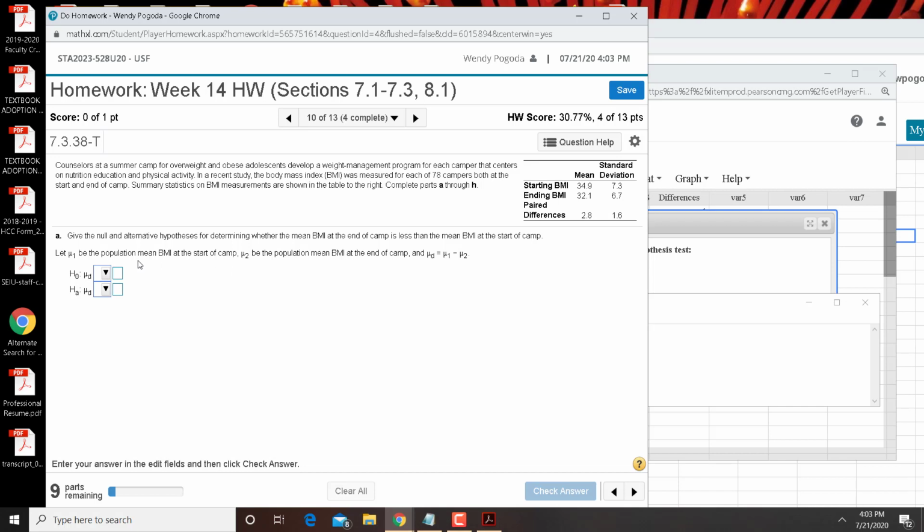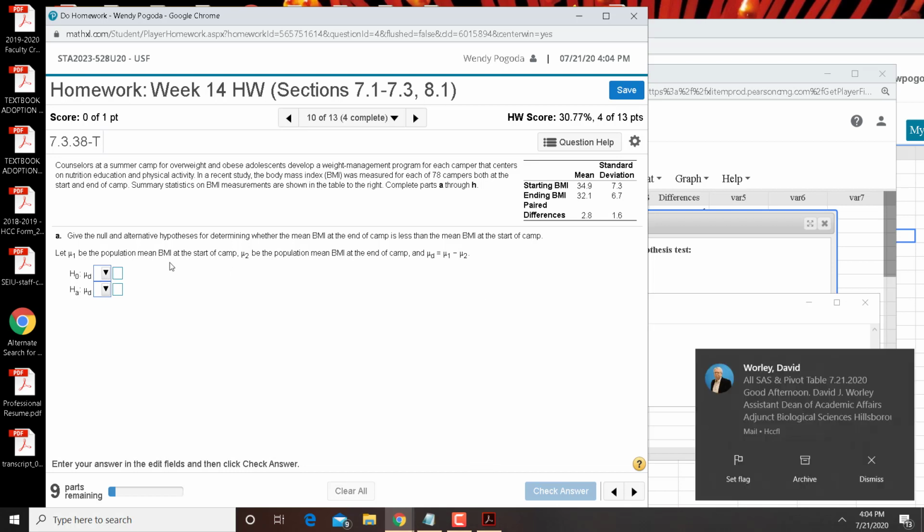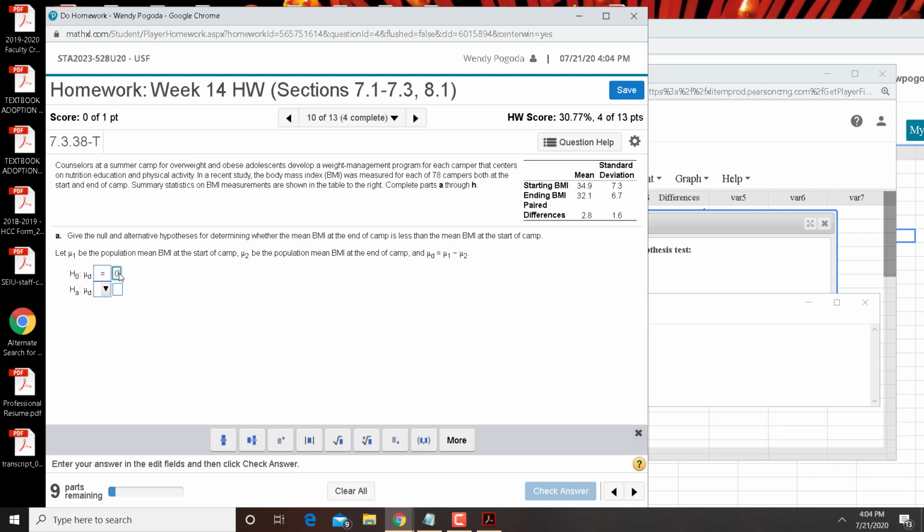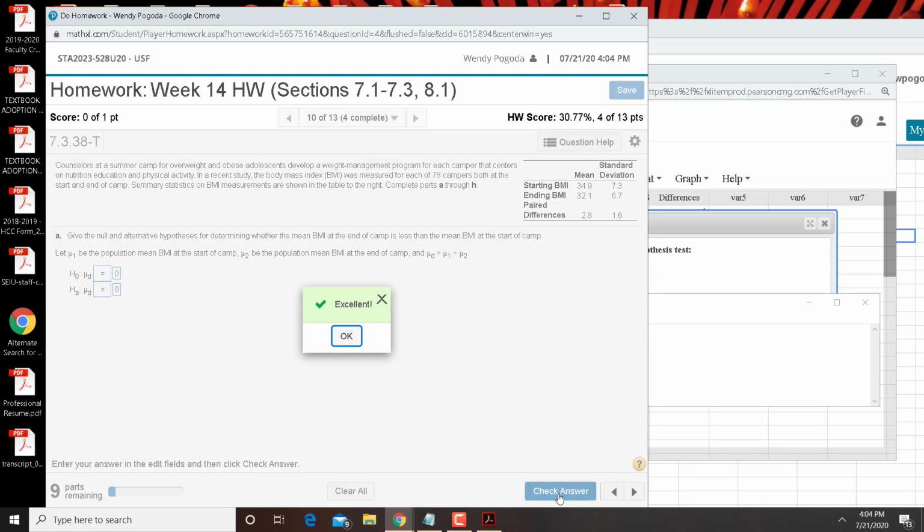We want to give the null and alternative hypothesis to test whether the BMI at the end of camp is less than the BMI at the beginning of camp. Keep in mind that the way mu1 and mu2 are being calculated is we're doing starting minus ending. So if the campers did lose weight, their starting BMI would be higher than their ending BMI. So if we want to test to see if their weight went down, our null hypothesis would be that nothing happened, so the difference would be 0. Our alternative hypothesis is that their weight at the beginning would be more than their weight at the end, which would cause mu1 minus mu2 to be positive. That's a little bit tricky.